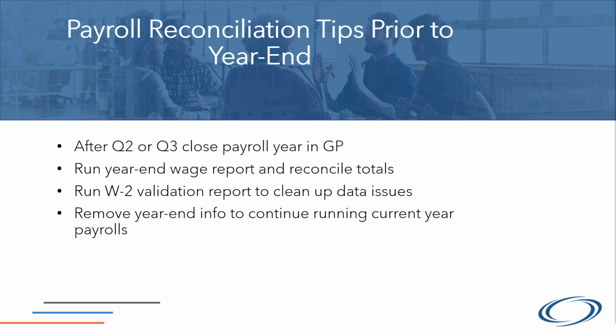So first we'll close the year, then we'll run our wage report and reconcile totals. I'm going to take you into GP in a few minutes and show you how to do this. We'll run the W-2 validation report to clean up data issues. Then we'll be sure to remove the year-end info to continue running our current year payrolls, because our payroll person would get an error if we don't do that. So GP.